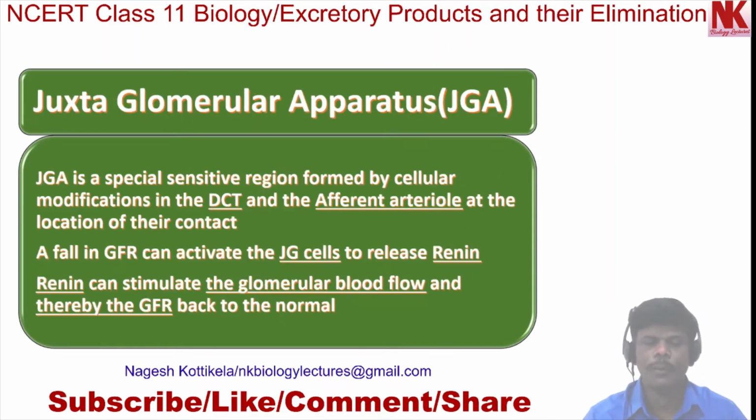Now, moving to the next. Juxtaglomerular apparatus, in short JGA. This JGA is a special sensitive region formed by cellular modifications in the distal convoluted tubule and the afferent arteriole at the location of their contact. Very important. This juxtaglomerular apparatus is located at the point of contact between DCT and afferent arteriole.